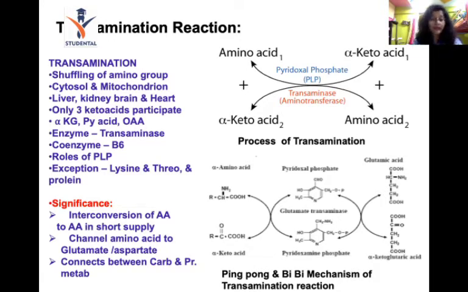The second significance is very important: it channels all amino acids to glutamate and, to some extent, aspartate. And we know that glutamate is the only amino acid which undergoes deamination. Now, the third important significance is that transamination connects carbohydrate and protein metabolism. We know that in the TCA cycle there are keto acids. These keto acids undergo transamination to form different amino acids. So it is a connection between carbohydrate and protein metabolism.